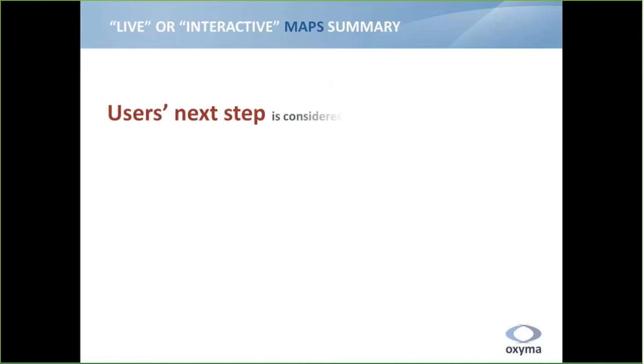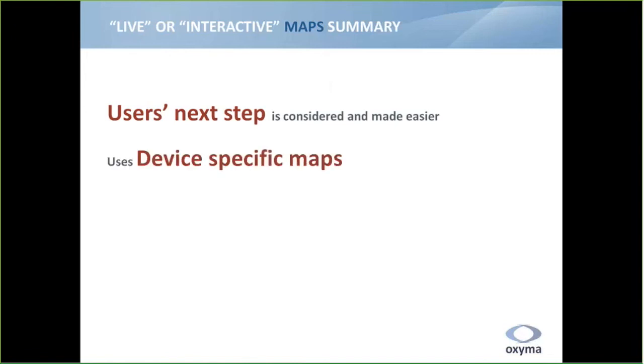Again, the interactive map summary. So your user's next step: you are already considering where they're going to open that, when they're going to open that, and what device they're on. It uses a device-specific map, so whether you're on an Apple, an Android, or a desktop. And it creates, obviously, a better user experience.